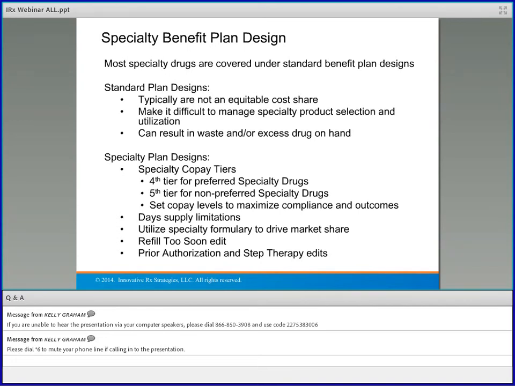One thing I just want to mention about that: a lot of these specialty drugs and pharmaceutical manufacturers do have copay assistance programs that your members can avail themselves of, and also in working through your PBM.